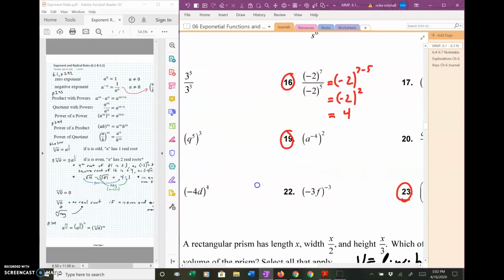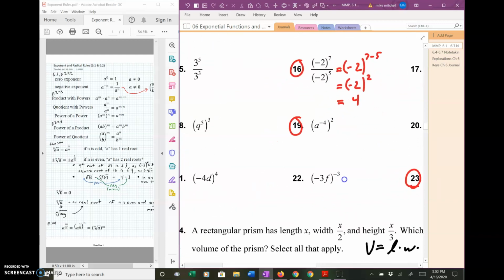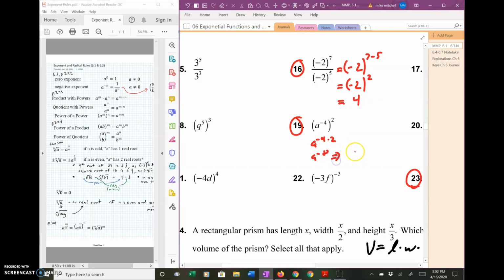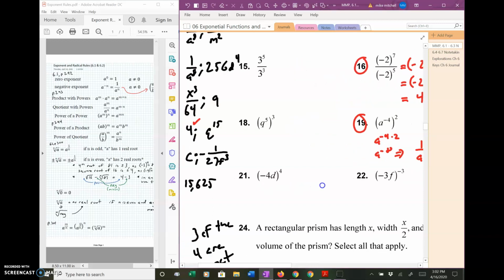Number 19, we got our power of a power here. So I got a to the m to the n. I'm multiplying the exponents. So a to the -4 times 2. That's a to the -8. And we've seen this one before with the negative. Put it in the denominator. Make the exponent positive. 1 over a to the 8th.